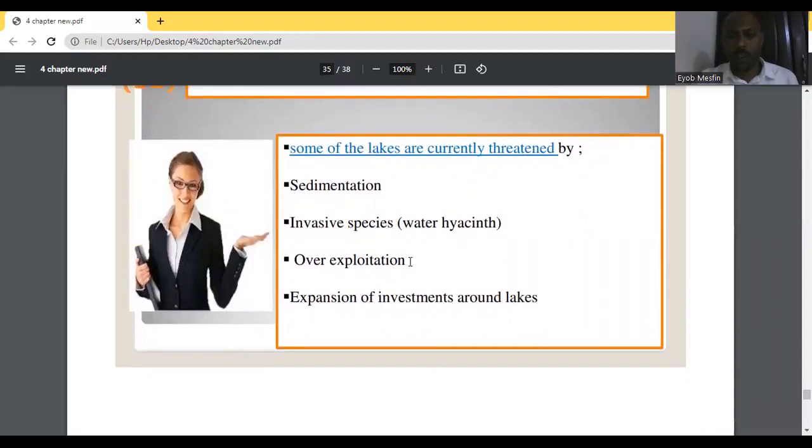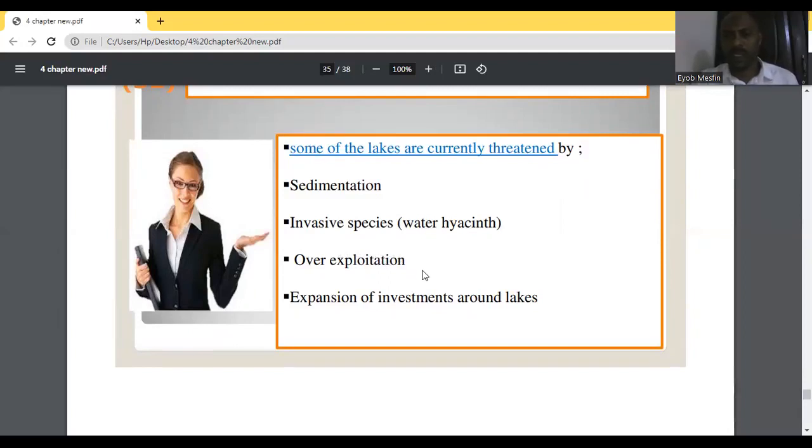Overexploitation means people who are near the lakes have an interest in utilizing the buffer lands for agricultural purposes. If those people plow those lands, the soil from the agricultural land will be exposed and erode into the lakes, and it fills them as sediment. So this is one factor: overexploitation.